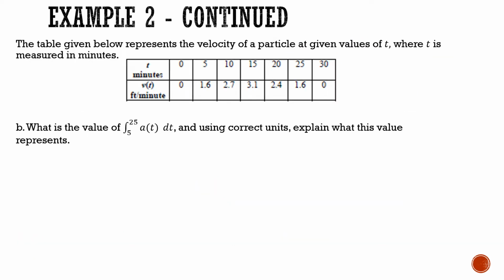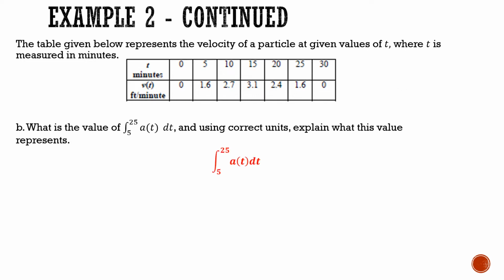All right, it's not the next example, it's still the same example, but part B says, what's the value of the integral from 5 to 25 of a of t dt using correct units? Explain the value of this, of what it means.